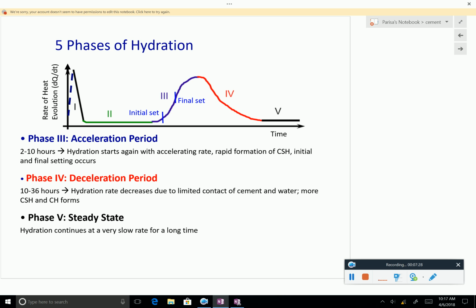Yeah. But if you miscalculate that, you know what happens, right? Then you cannot get anything out of the mixer. And afterwards, you have the acceleration period, and finally a steady state.